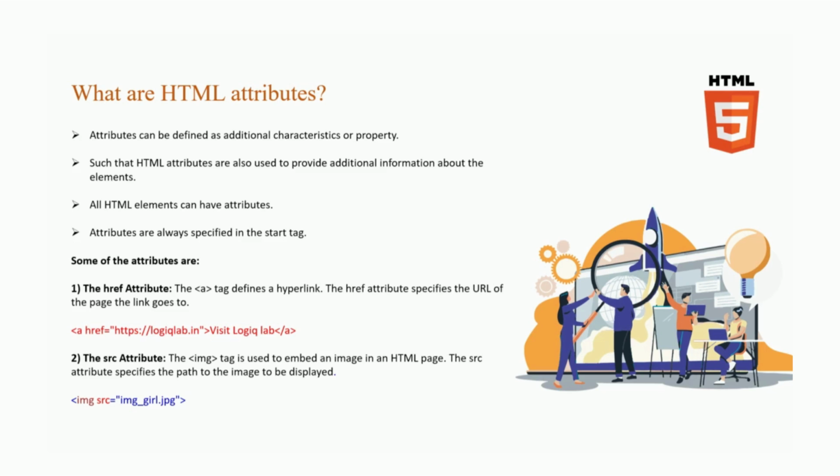Now, the src attribute. The img tag is used to embed an image in an HTML page. The src attribute specifies the path to the image to be displayed, as you can see in the given example below.